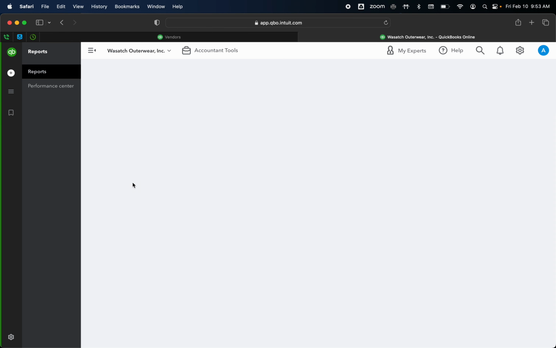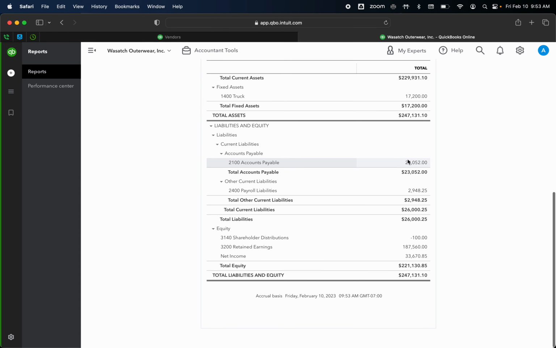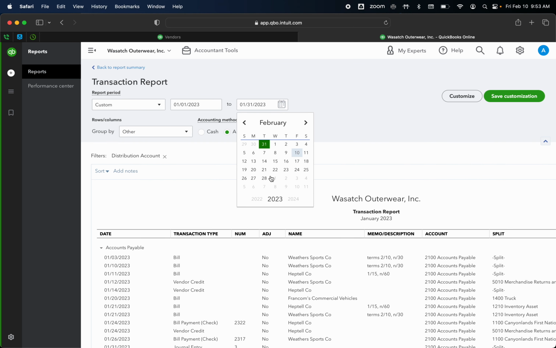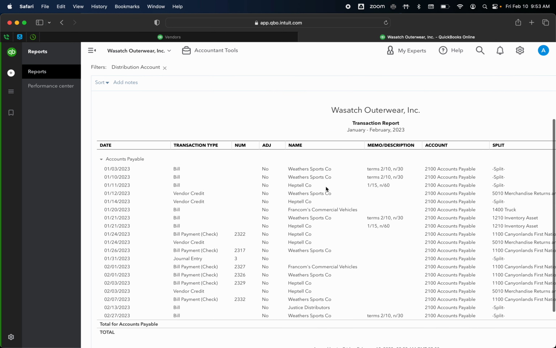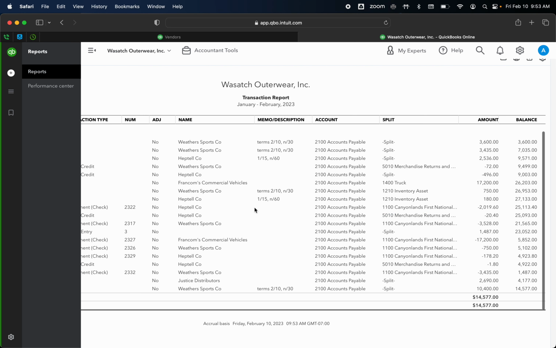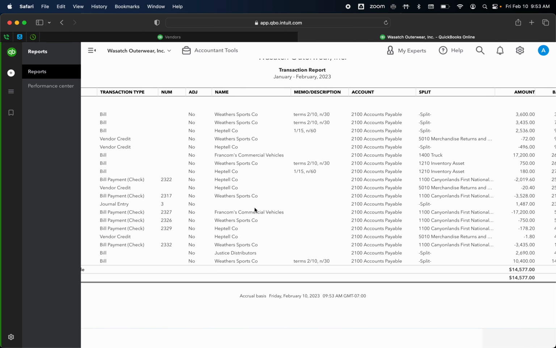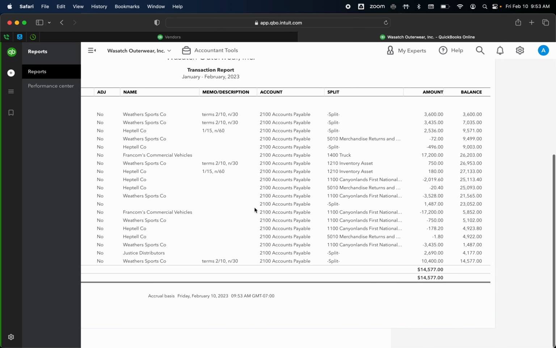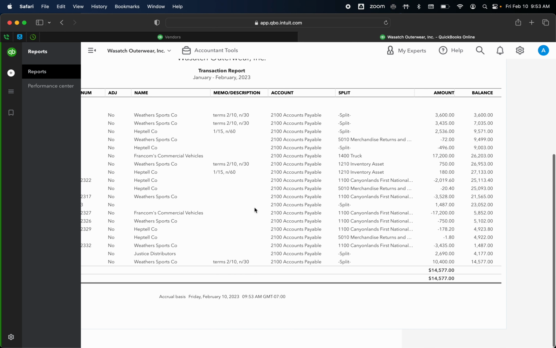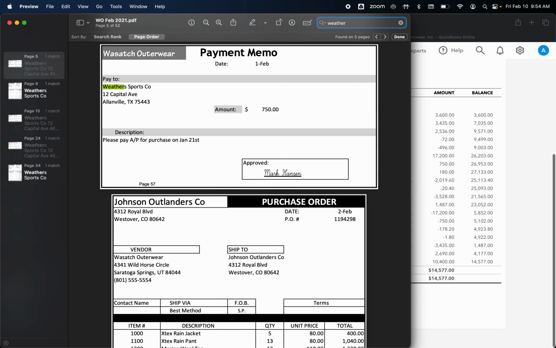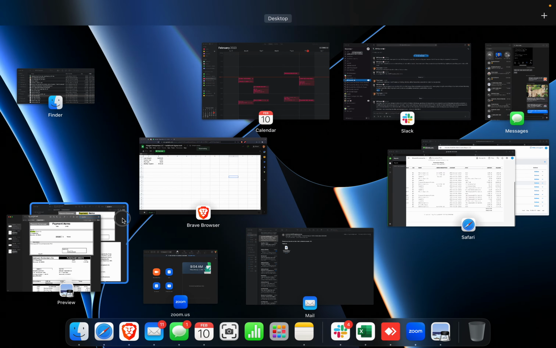Let's see here. Accounts payable. The accounts payable should be in here for Conway Supply as well. There might be something else, but because it's messed up from other ones, it's hard to narrow down exactly what we're missing, what we do have. So let's go Weather Sports Co. So let's go to January for Weather Sports Co.